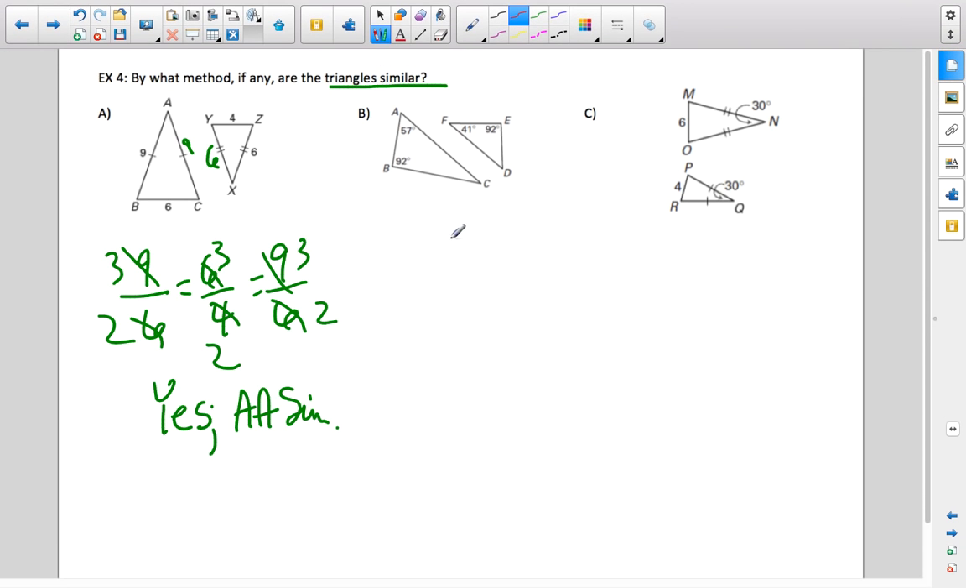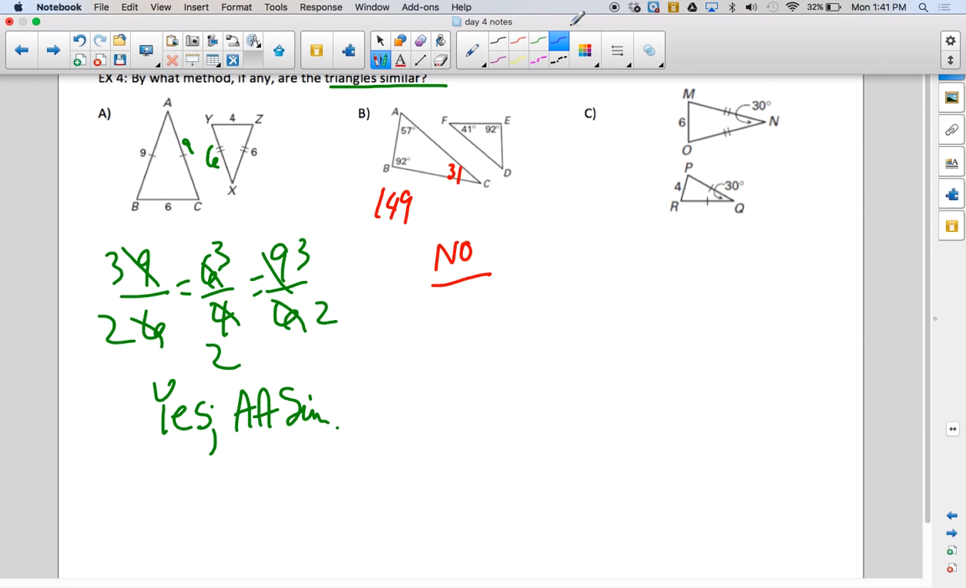I'm going to switch to red here. Now let's check. We already have angles here, 57 and 92, and those angles add up to 149. So I know that my missing angle here is 31. Do you think these two triangles are similar? No. This triangle over here does not have an angle that measures 57 or 31, so this one is a no.